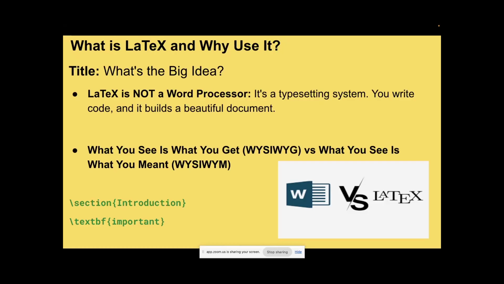Like if you write the tag section, the introduction will be formatted as sections are formatted. You just have to mention the tag section. If you want to bold some content, you have to use the tag textbf. So you just have to tell LaTeX what kind of formatting you want and it will do it automatically rather than you doing it manually.